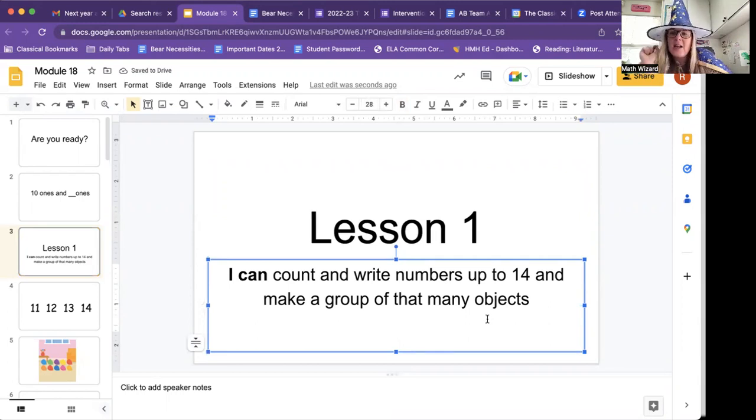I can count and write numbers up to 14 and make a group of that many objects. So what does that mean? First, let's see if we can count up to 14. Let's start. 1, 2, 3, 4, 5, 6, 7, 8, 9, 10. I don't have any more fingers, but can you go higher? Let's see, after 10, 11, 12, 13, 14. Stop, we're only gonna go that high. I bet you can count all the way to 100, but let's just stop at 14 for today.